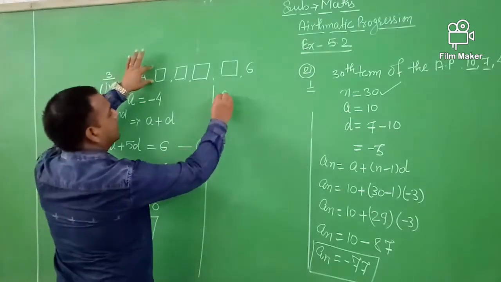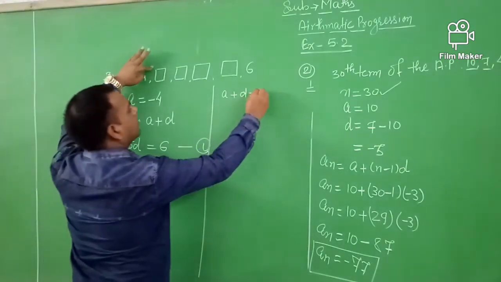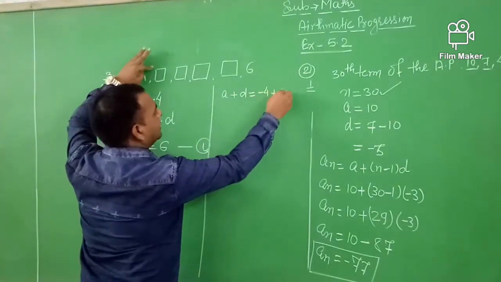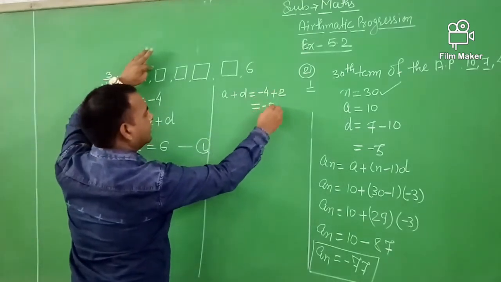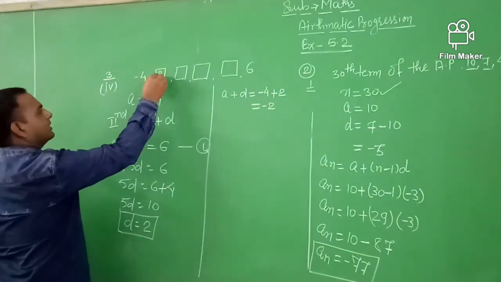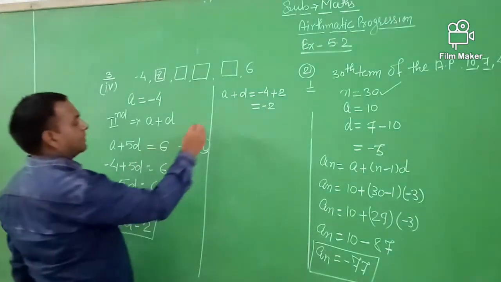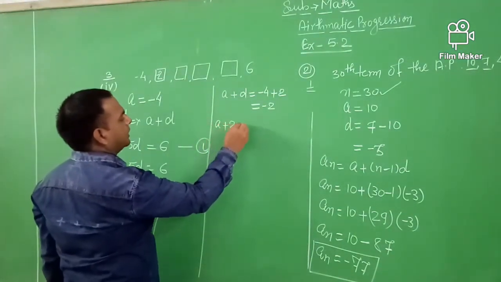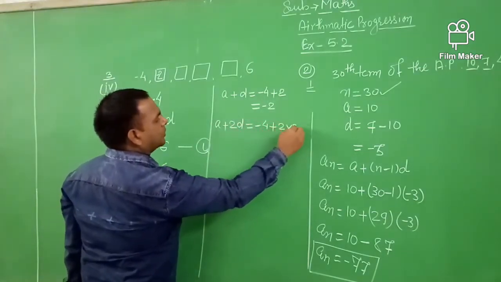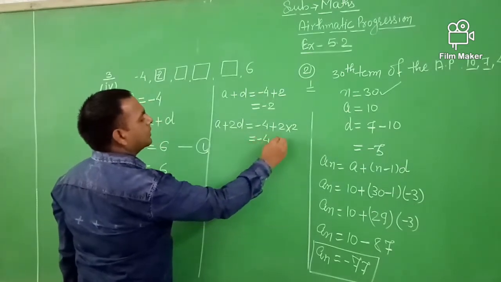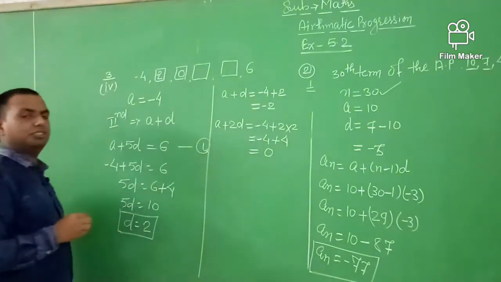The second term means a plus d. The first term is minus 4, plus the common difference d, so minus 4 plus 2 is equal to minus 2. Therefore the second term is minus 2. Next, the third term is a plus 2d. Therefore minus 4 plus 2 into 2, minus 4 plus 4, is equal to 0. So the third term is 0.